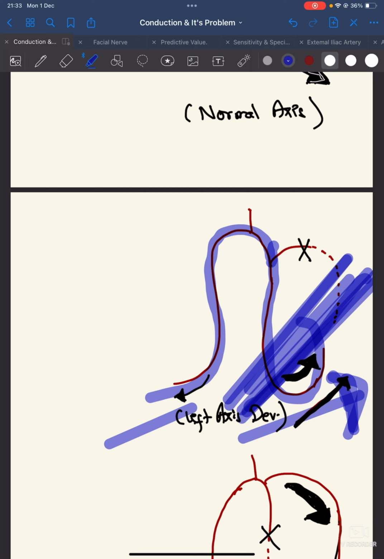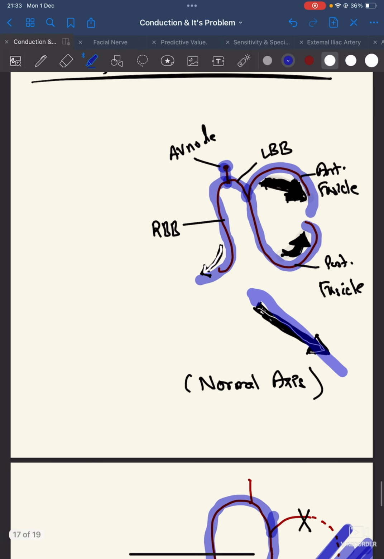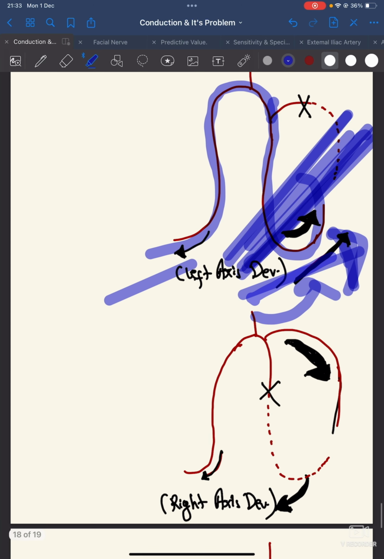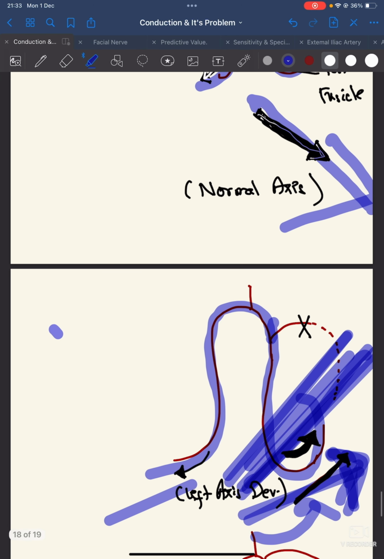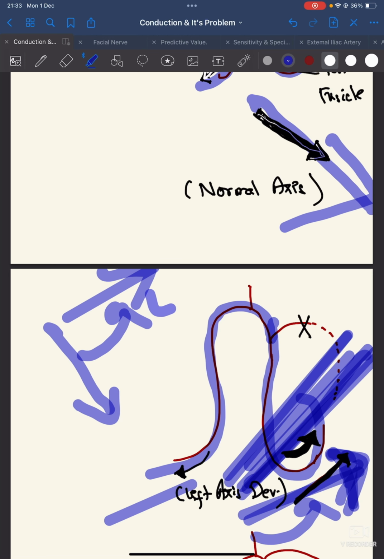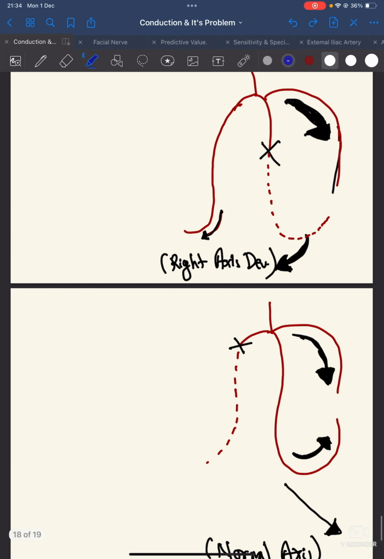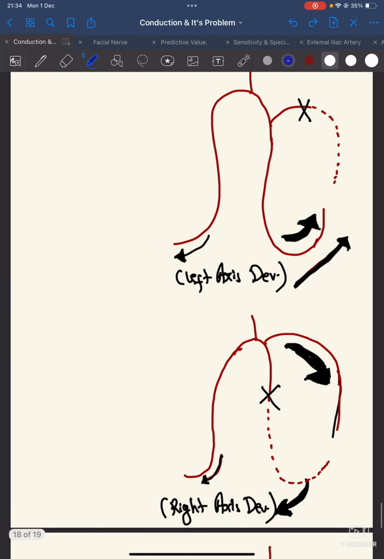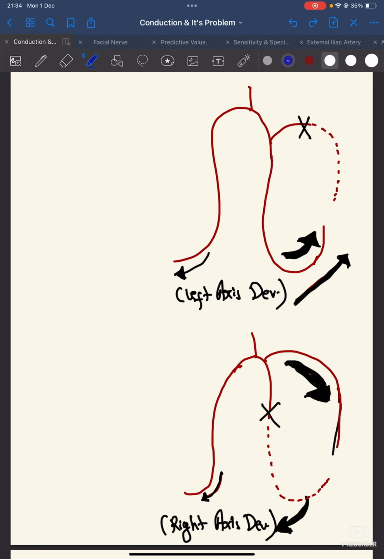So from the normal axis of deviation, which is over here, our axis of deviation is moving upward, initially towards the left. So this is left axis deviation. But the posterior fascicle of the left bundle branch is only rarely selectively blocked, and if this occurs, the ECG shows right axis deviation. So that was about what happens if the anterior fasciculus is blocked.